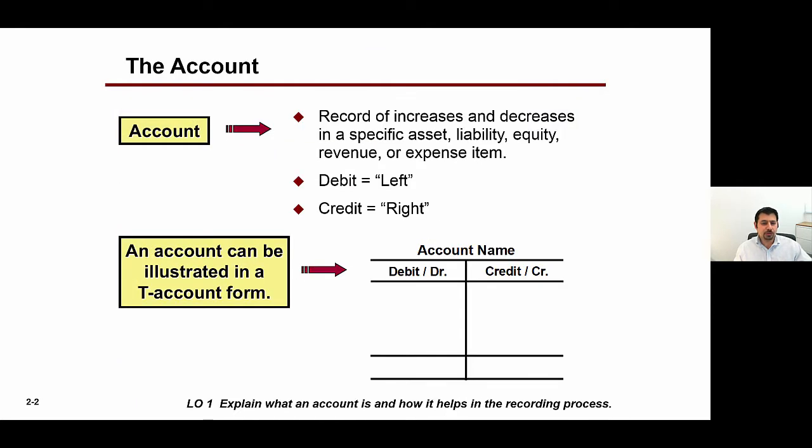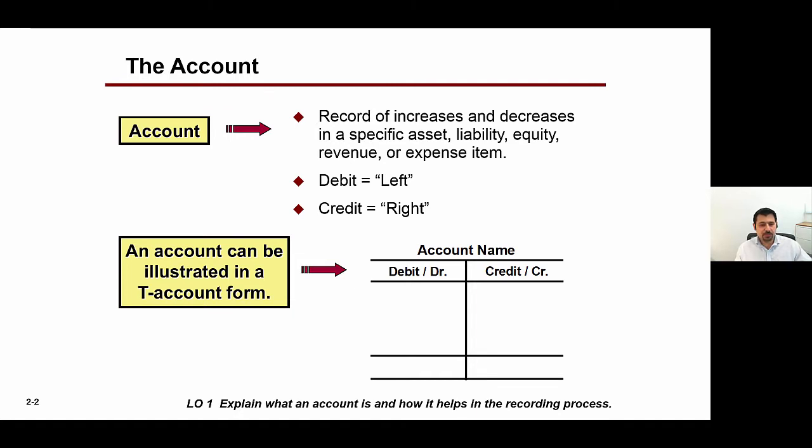To start with the account, when we talk about the account, we're talking about a specific account. For example, cash. Cash would be an asset account. It could be a liability account, such as accounts payable. It could be an equity account, such as common stock.